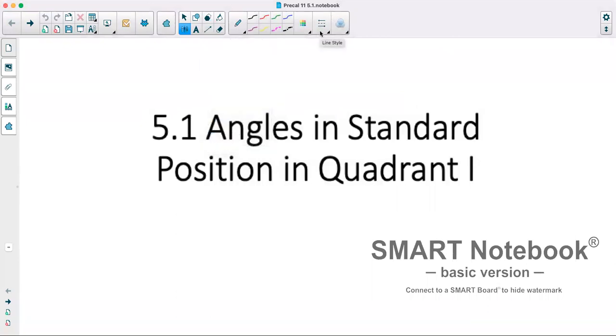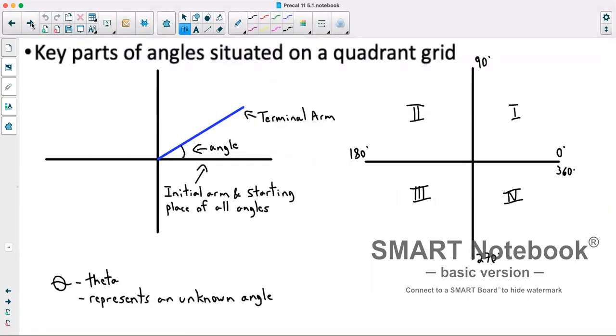Today we're going over section 5.1, which is angles in standard position in quadrant 1. Key parts of angles situated on a quadrant grid: we typically have a line that comes out from our origin. It is referred to as our terminal arm. The angle between that and our positive x-axis would be our actual angle.